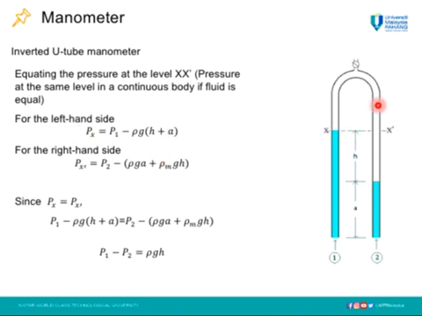For the right hand side here, Px dash, again we start from here, P2, pressure at point 2. As we go up, minus the liquid density of this column, rho times gravity times height of this column, which is A. We go up again, minus this column, which is the density of liquid 2 times gravity times H. Since the pressure at point X and pressure at point X dash is the same, we take these two equations and put them in one equation. Then you will get the pressure difference between point 1 and point 2 equals the density of fluid number 1 times gravity times H, the height of this column.